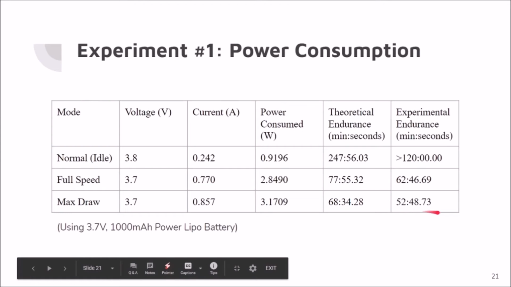So this was fine. This was running the motor pretty much non-stop, and in an actual game you would not be. And this was using a 3.7 volt, 1000 milliampere hour LiPo battery.